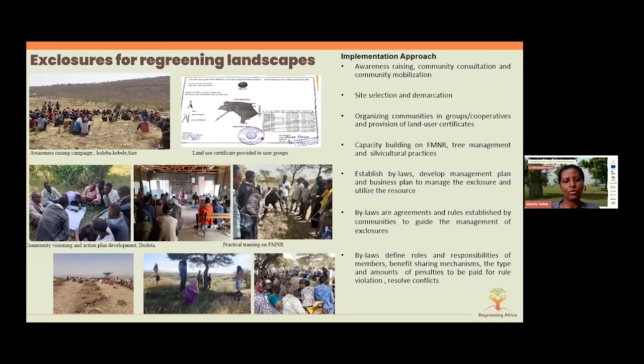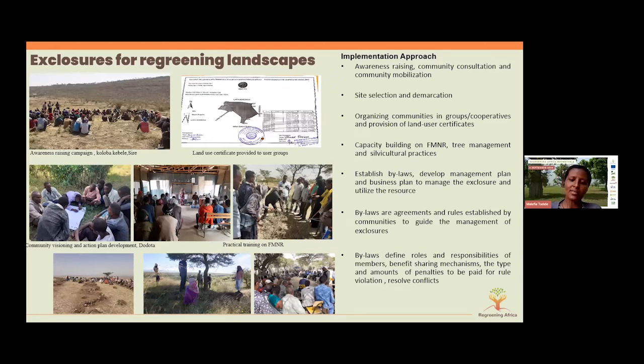These are really important in the management of exclosures, and these are just agreements and rules established by the local committee to guide the management and protection of exclosures. And these bylaws also define the roles and responsibilities of the members, the membership criteria, benefit sharing mechanisms, as well as the type and amount of penalties to be paid because of rule violation. And bylaws are also used to resolve emerging conflicts within groups.